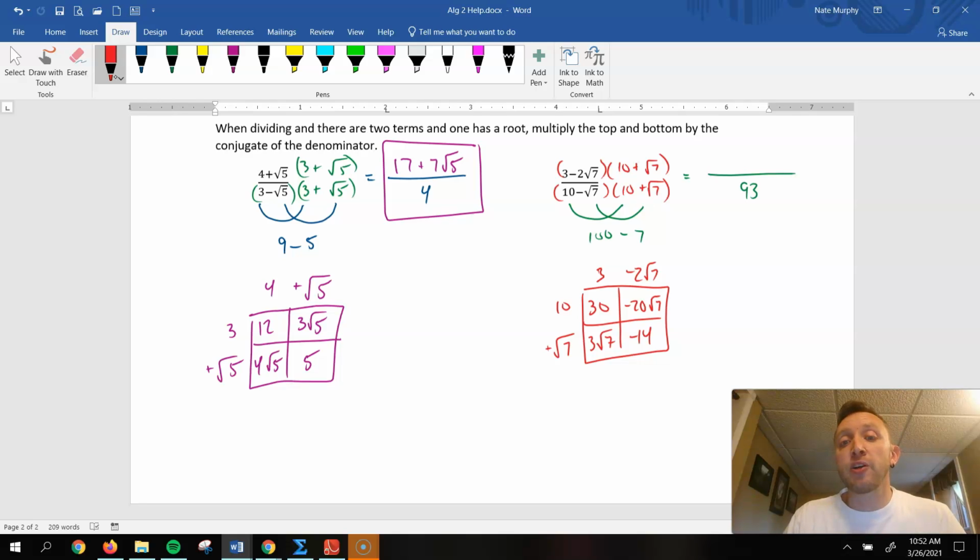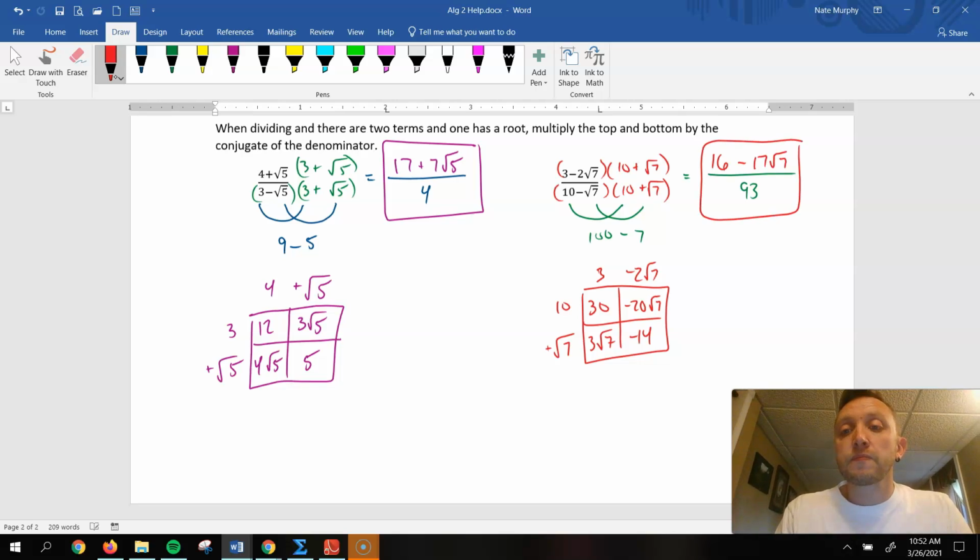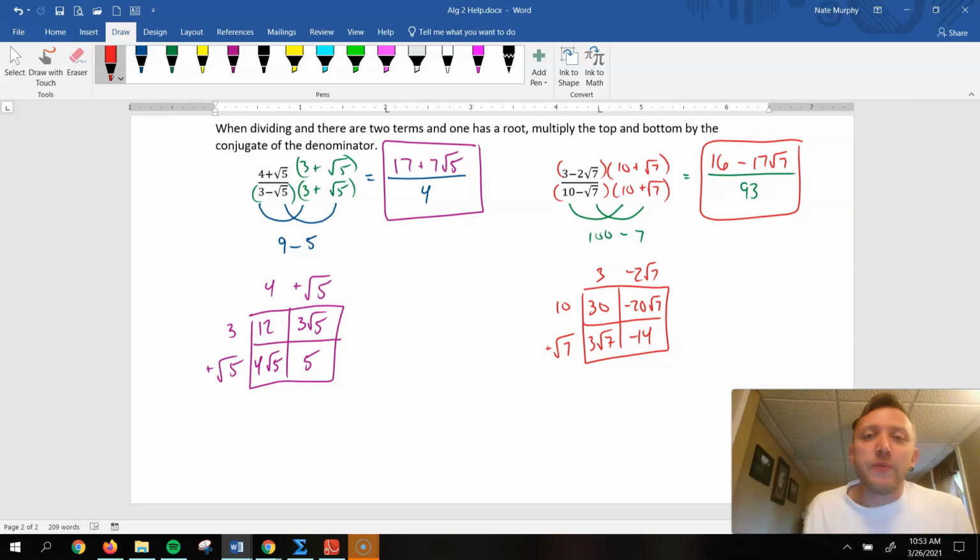And now we combine like terms. So 30 minus 14 would be 16. And 3 square root of 7 minus 20 square root of 7 will be minus 17 square root of 7. And that can't be reduced at all. So that would be your final answer.